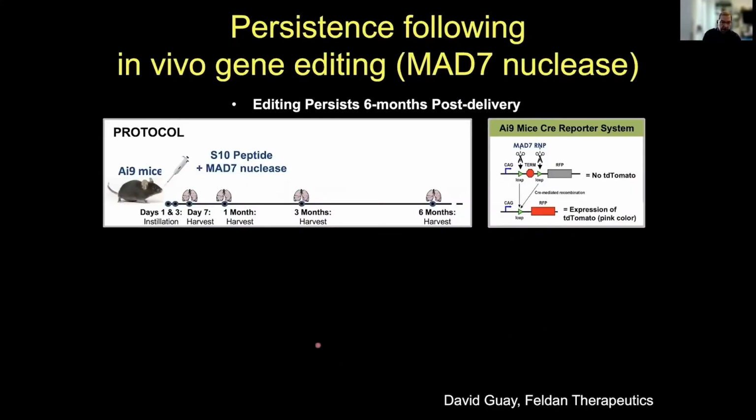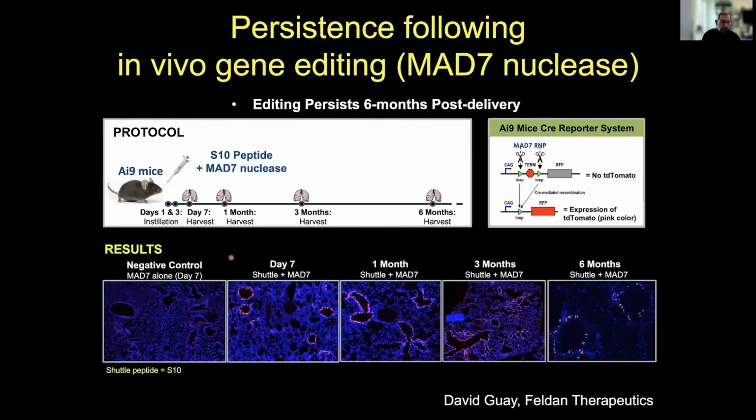So one of our questions is whether edited cells persist in vivo, and our colleague David P. at Felden Therapeutics recently completed a study where they delivered the S10 peptide and MAD7 nuclease, which is similar to Cas12a, to the airways of AI9 mice. And in the AI9 mice, cleavage of the LOXP sites will turn on RFP expression. So the mice received 2 installations of the nuclease, and then at 1 week, 1 month, 3 months, or 6 months, lung tissues were harvested to look at the gene expression.